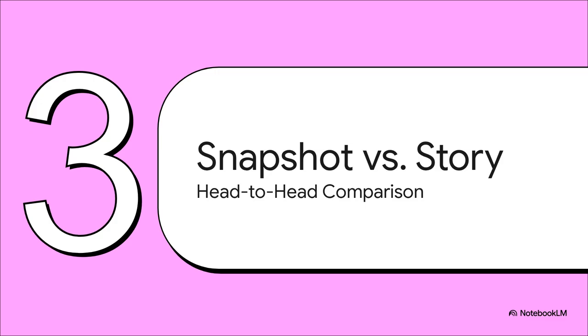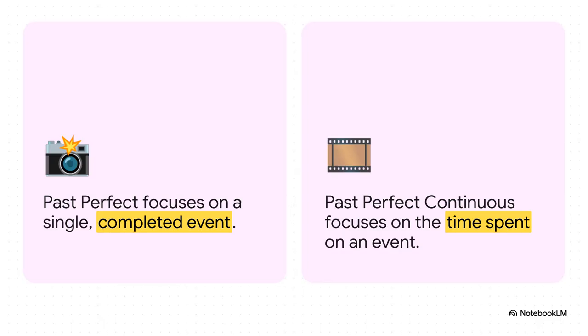This is where the difference between them really clicks. At its core, it all boils down to one simple question. What is your focus? Is your focus on the fact that an action was finished? Well, then you use the past perfect snapshot. Is your focus on how long that action was going on? Then you need the past perfect continuous story. One is about the result. The other is all about the process.